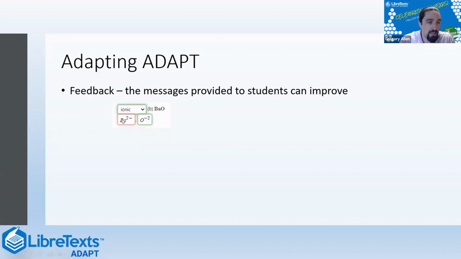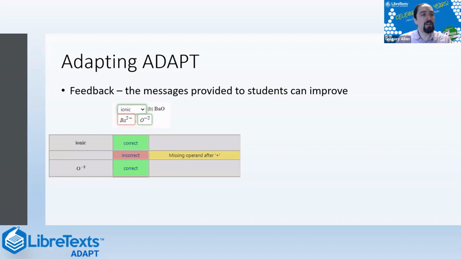The red box indicates that it was an incorrect option. And so although barium has a 2+ charge, the system is looking for a very specific format. And so when the student enters their answer, they get this, and they're getting ionic correct, and then they're getting incorrect, and they don't see an answer here. And so this is a challenge for our students. It says missing operand after plus.